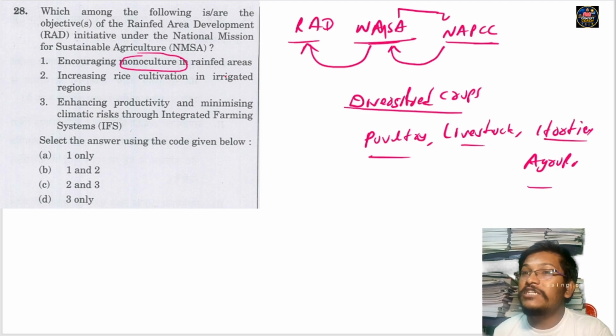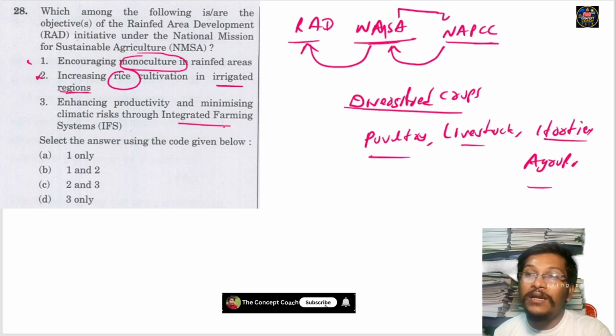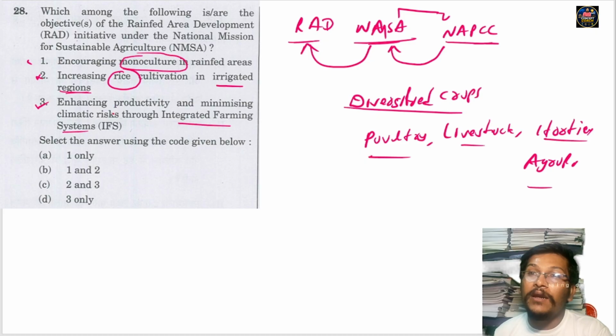This is also a wrong statement, because here it involves irrigated regions. This is wrong. And one more thing, it is focusing on only rice cultivation. This is also wrong, because the focus should be on diversified crops. So statement 1 and statement 2 are wrong. And coming to statement 3, enhancing productivity and minimizing climatic risks through integrating farming systems. This is the correct statement.